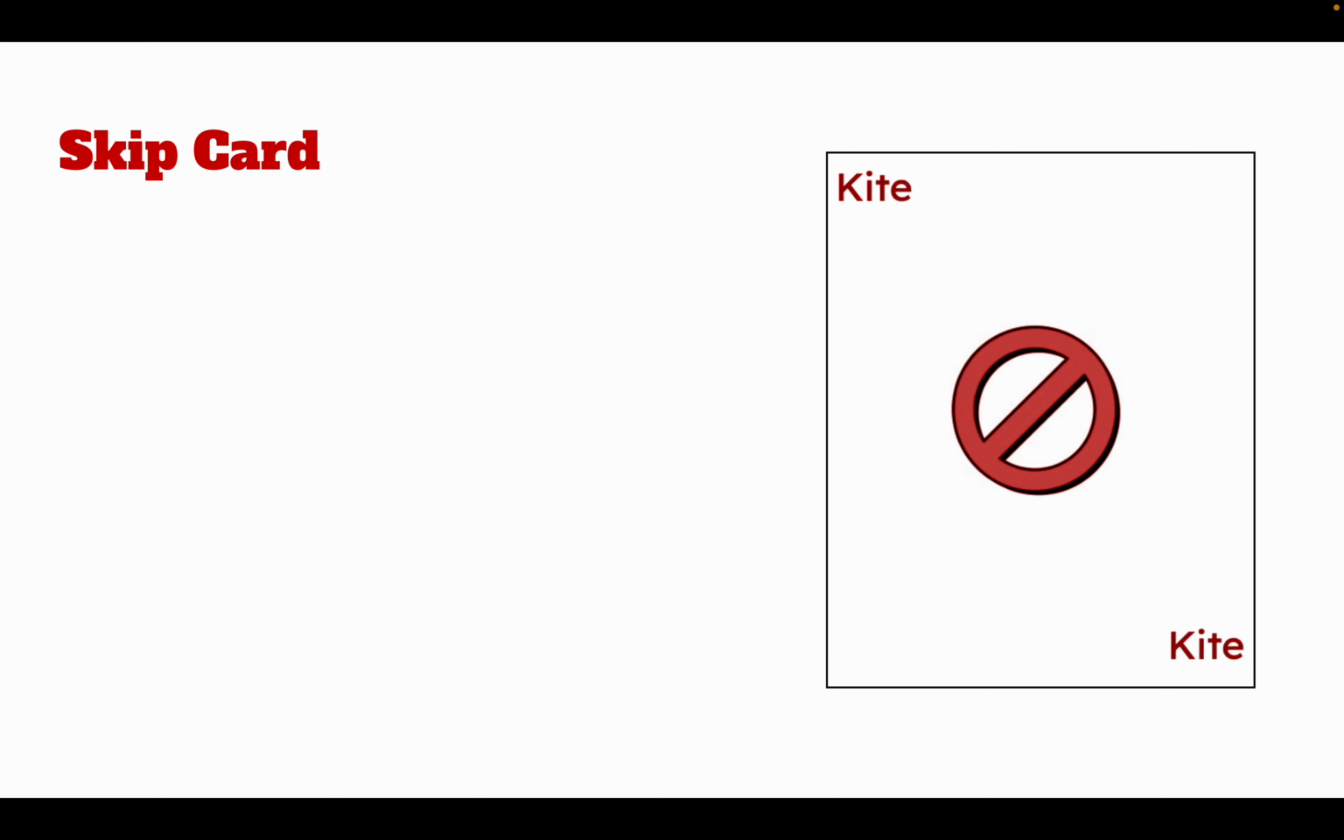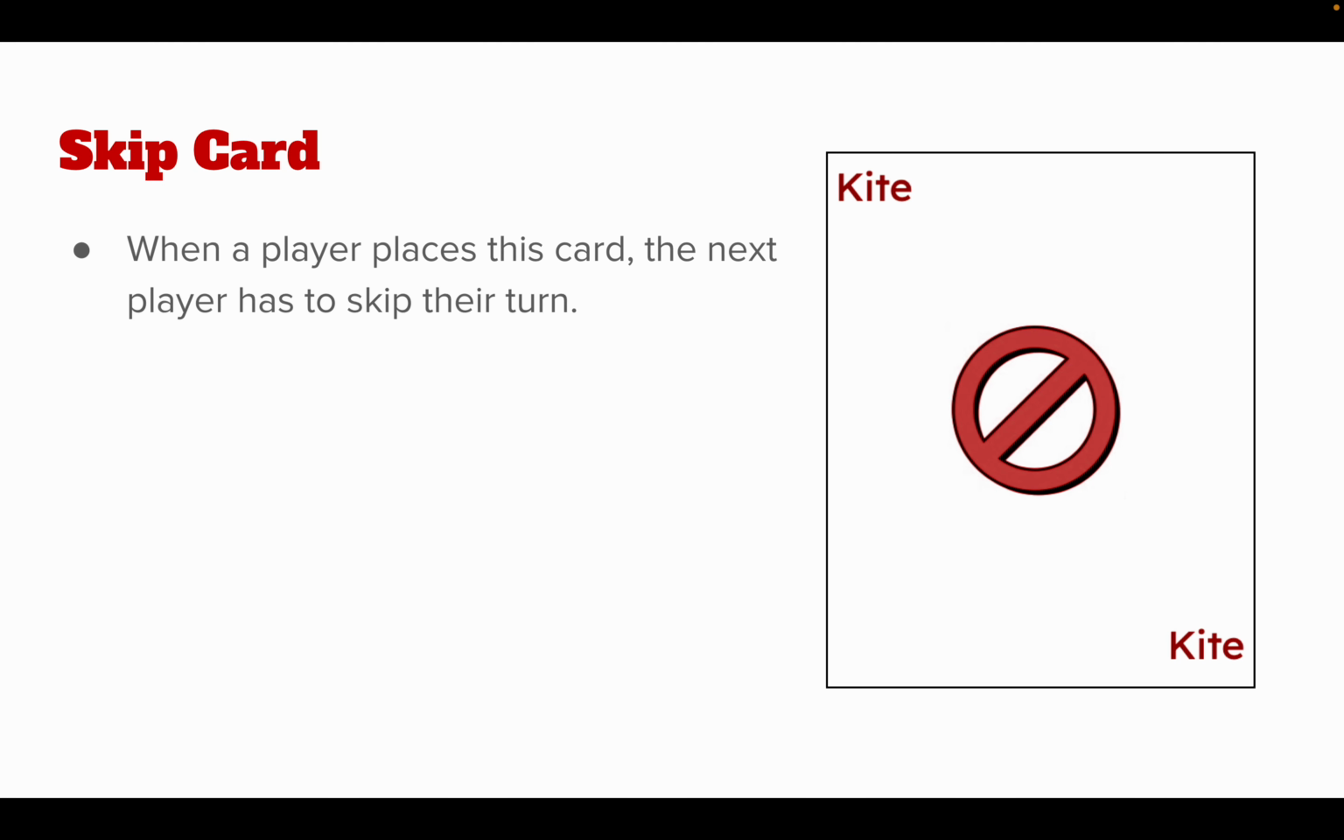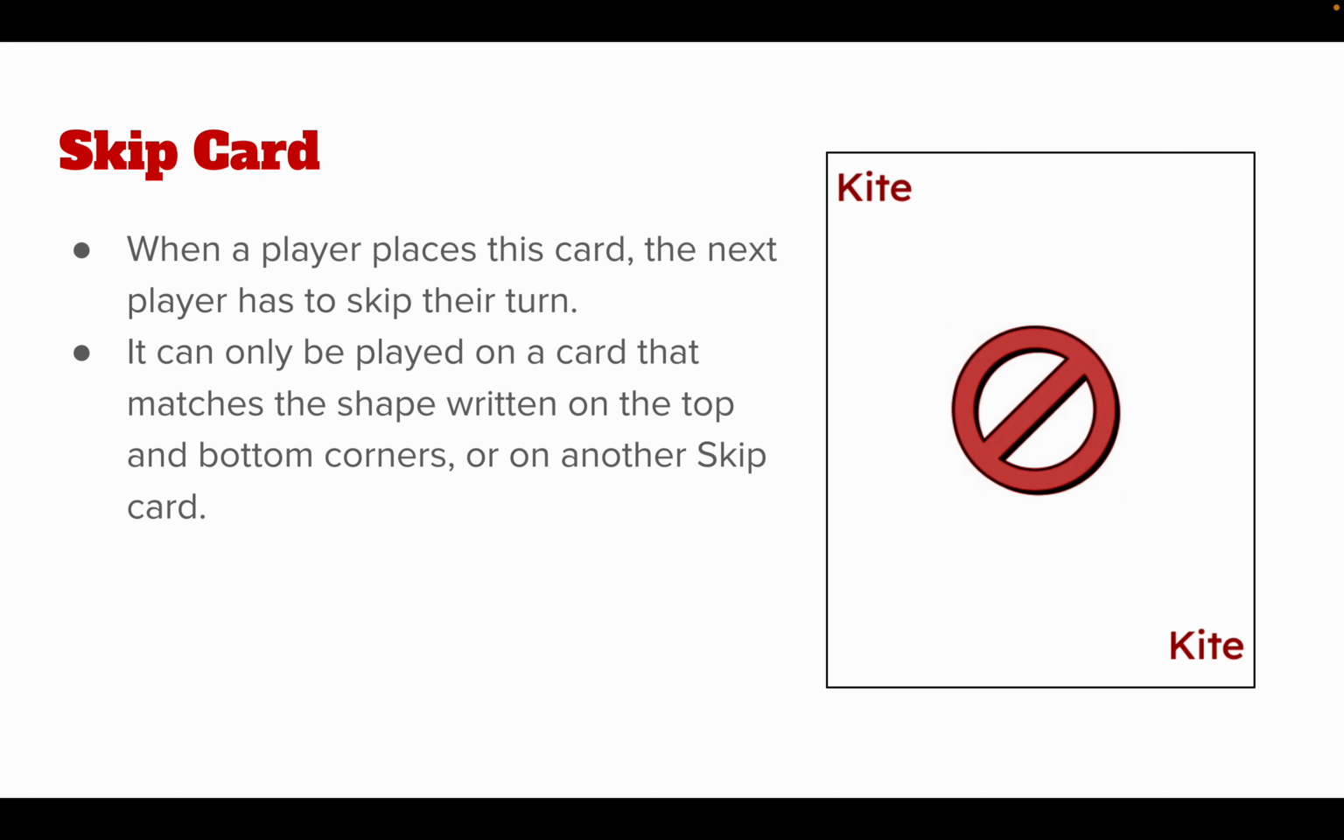Now let's go over the 4 special action cards you will encounter when playing. The first special action card is the skip card. The skip card will have a circle with a line going through it and the name of a shape written in the top and bottom corners. When a player places this card, the next player has to skip their turn. This card can only be played on a card that matches the shape written on the top and bottom corners or on another skip card.